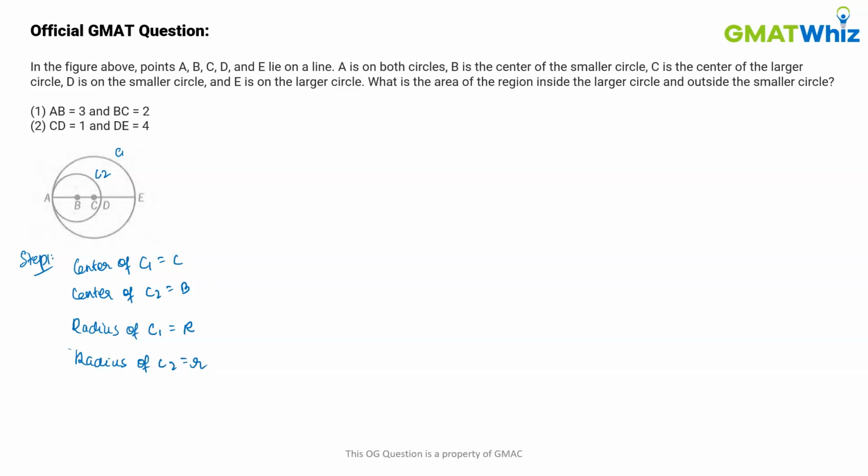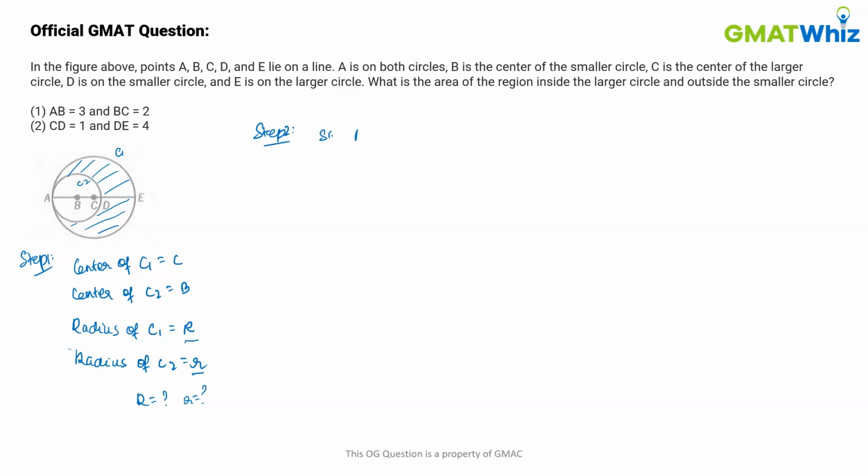We have to find out the area of the region inside the larger circle and outside the smaller circle. So we need to find the area which is enclosed. Let's write C2 inside in this region. Now to find the area enclosed in this region, we need to find the value of capital R and small r. So let's move on to step 2 and analyze statement 1.